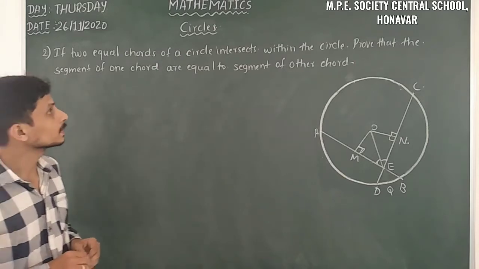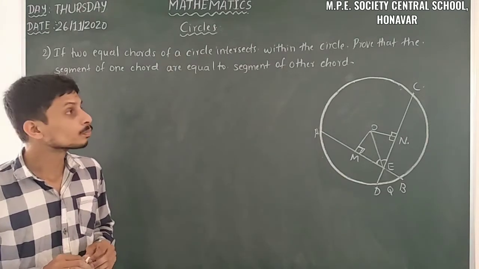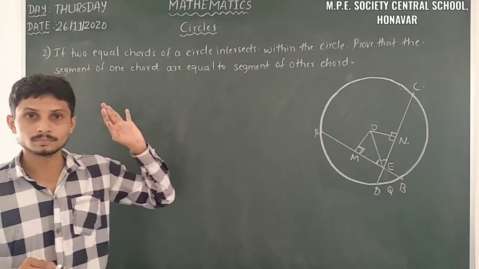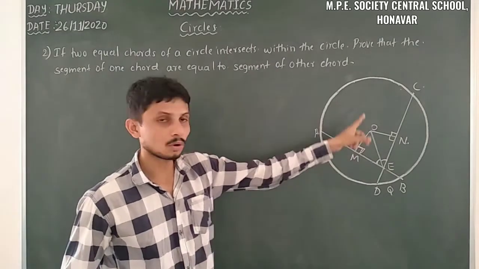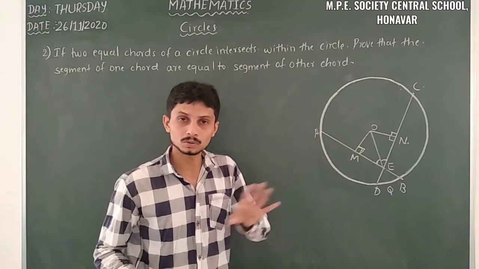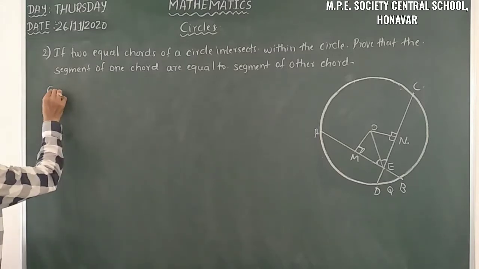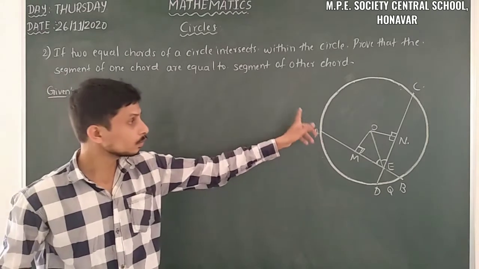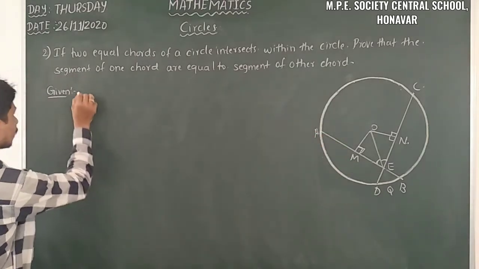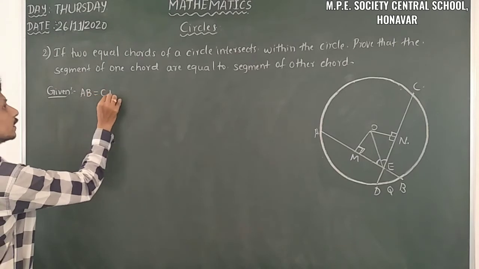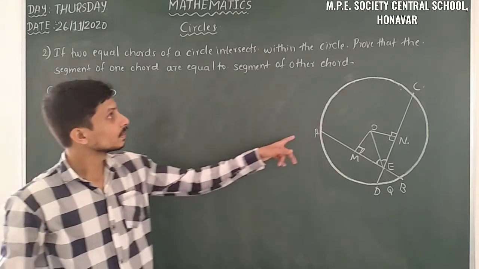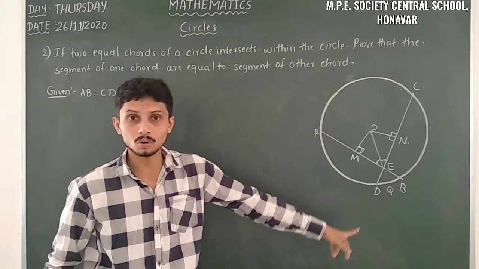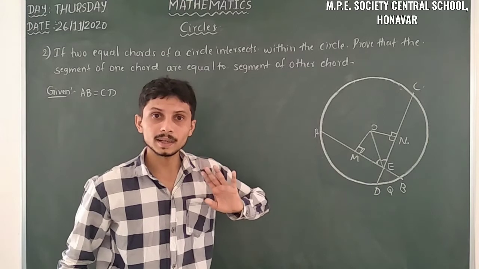If two equal chords of a circle intersect within the circle, prove that the segments of one chord are equal to the segments of the other chord. So we have two chords, and those two are equal. Firstly we have to write the given. It is given that two equal chords AB and CD, AB is equal to CD, intersect within the circle at a point of intersection E.